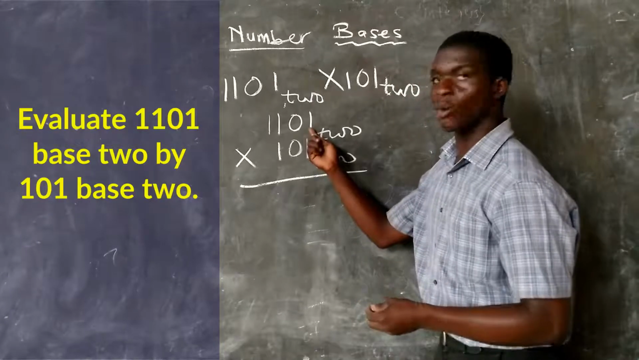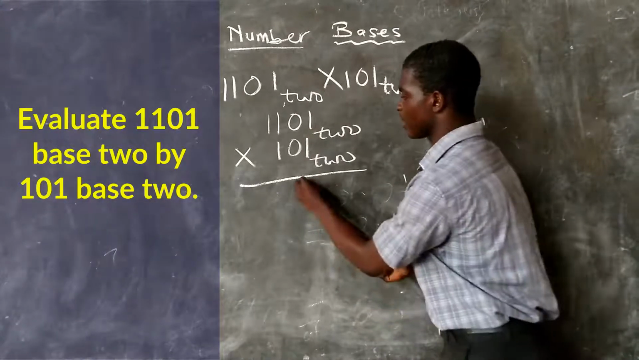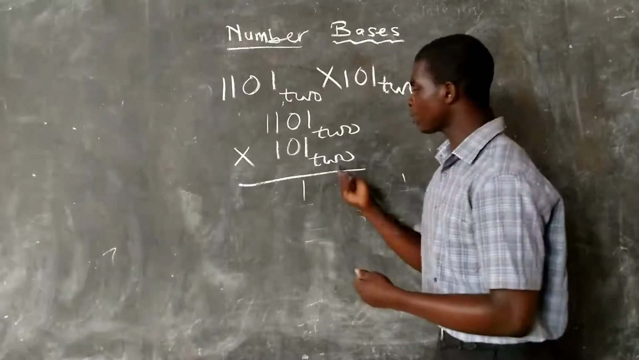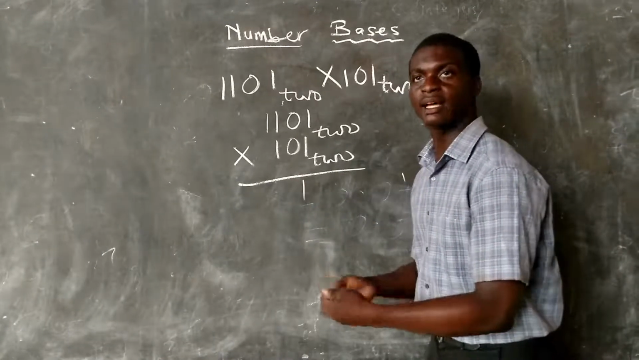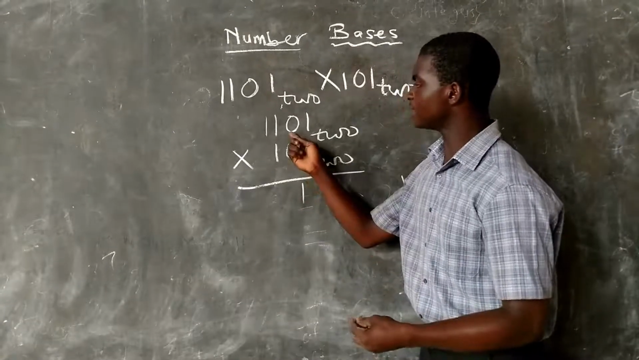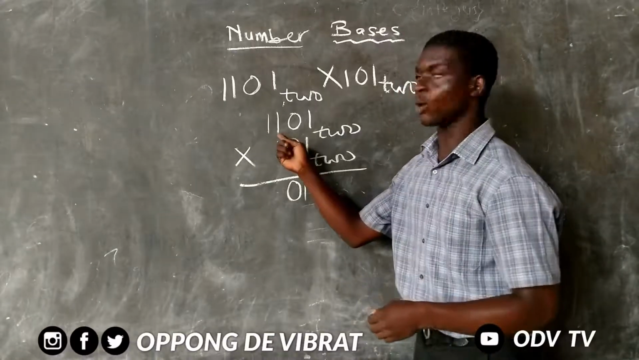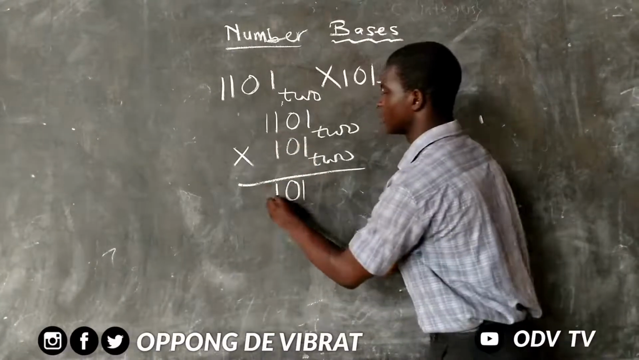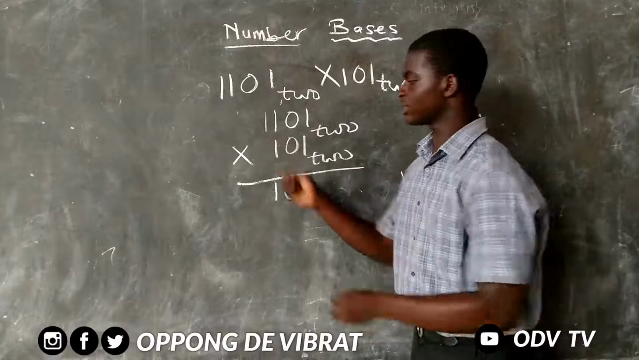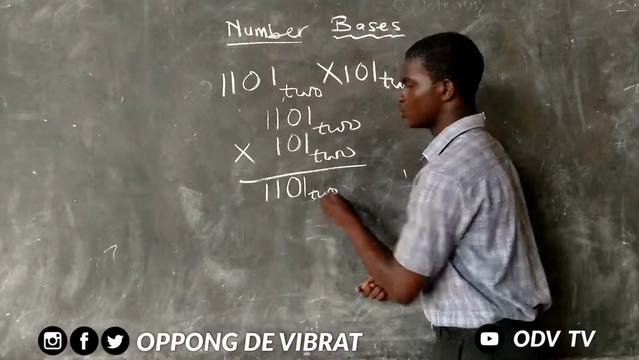1 multiplied by 1 gives us 1. And so we write the 1, since 2 cannot go into 1 and the remainder is 1, we write it straight away. 1 multiplied by 0 gives us 0. 1 multiplied by 1 gives us 1. 1 multiplied by 1 gives us 1. And we have the base to be 2.